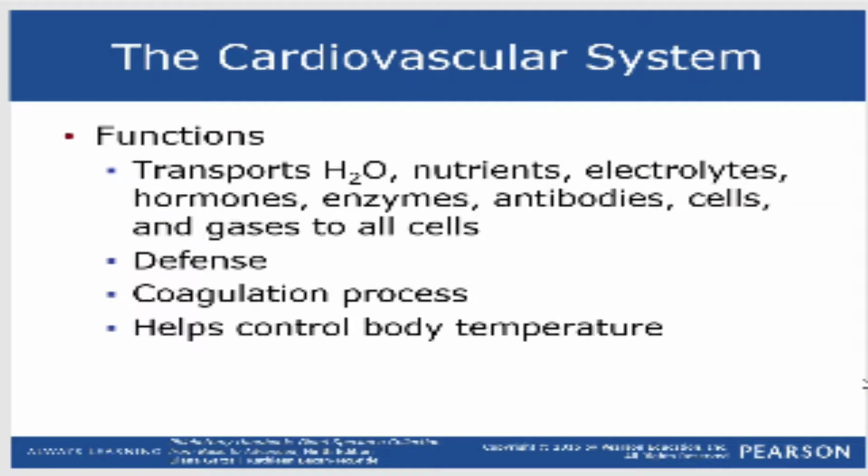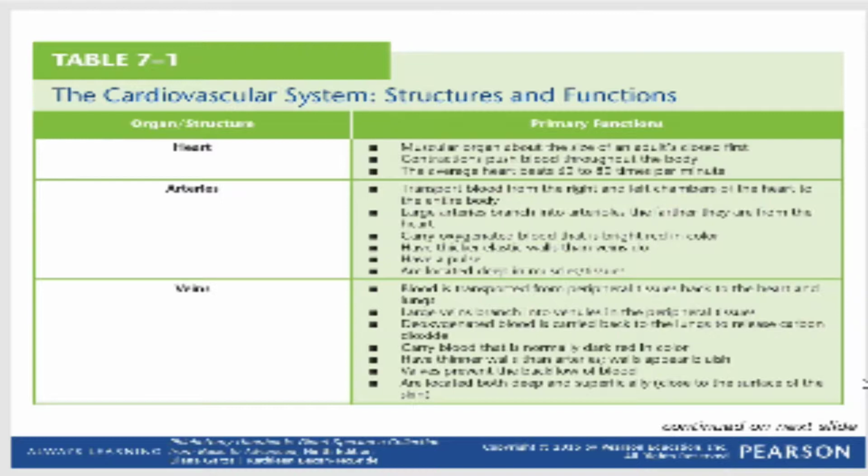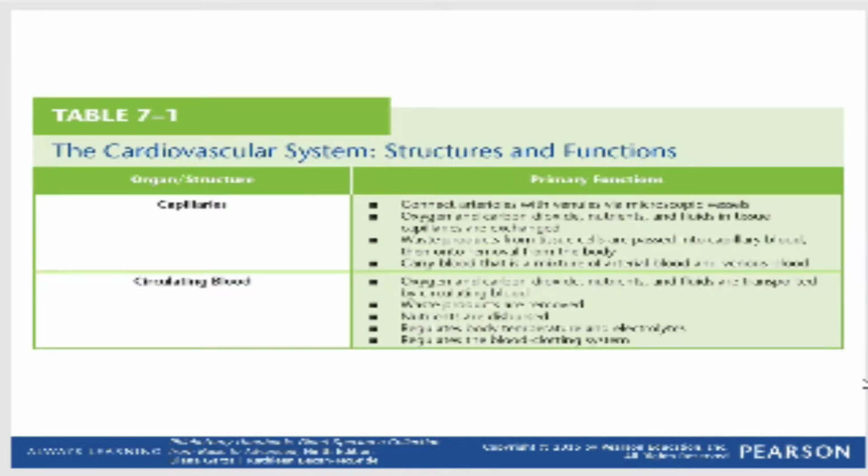So the first thing you need to remember about the cardiovascular system is why it functions. The main function is to transport fluids, water, nutrients, electrolytes, oxygen, all of the cells that you need everywhere that they need to go in your body. It also acts as a line of defense. It helps us with our coagulation and our clotting processes, and it helps you control your body temperature. So these are the parts: your heart, your arteries, your veins, your capillaries, and the circulating blood.